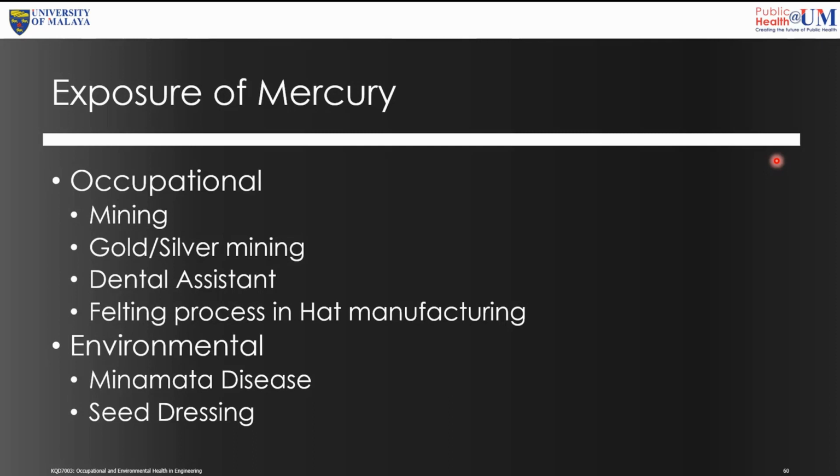Environmental exposure, as I discussed earlier, one of it is Minamata disease. In Minamata disease, the company actually disposed of mercury into the water, and it was converted from inorganic to organic mercury by the fish and also plankton, and then it was consumed by humans. That's why they developed the symptoms and signs of Minamata disease, of chronic mercury exposure.